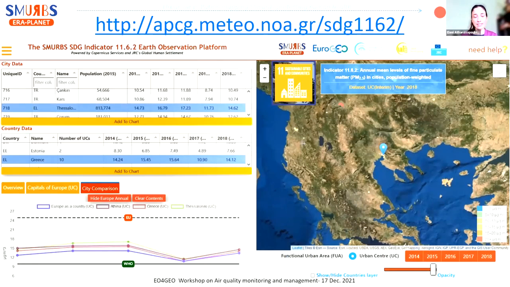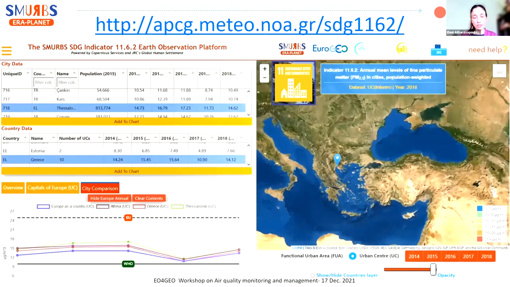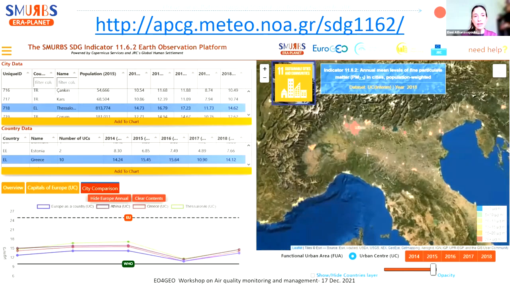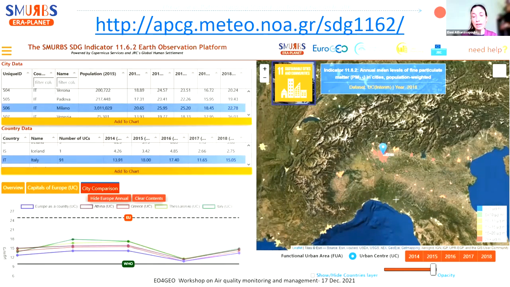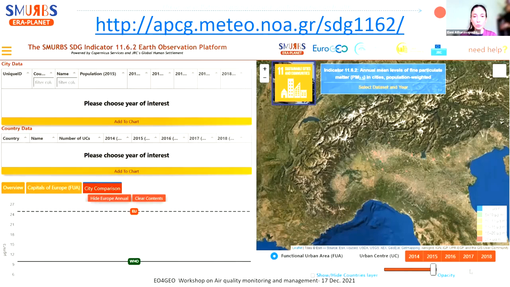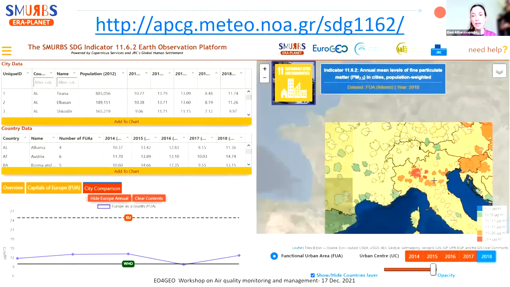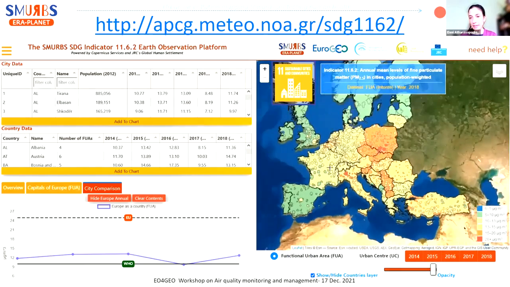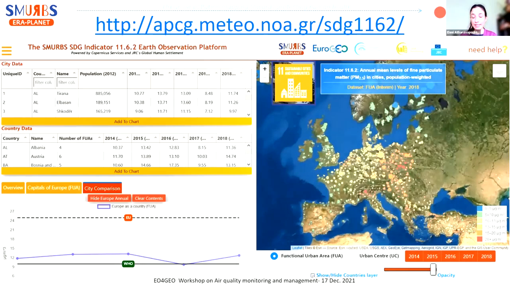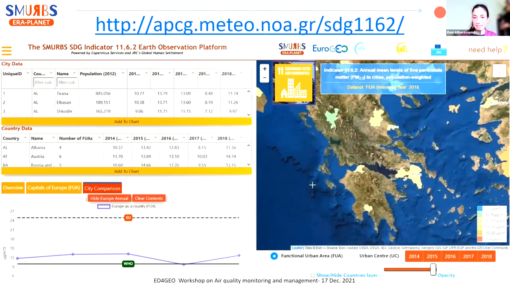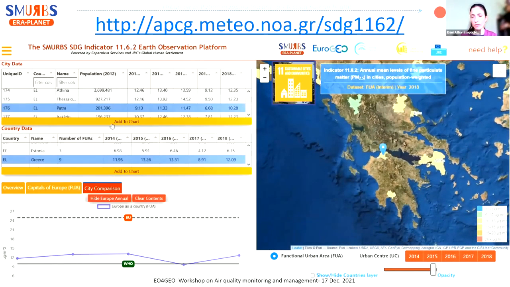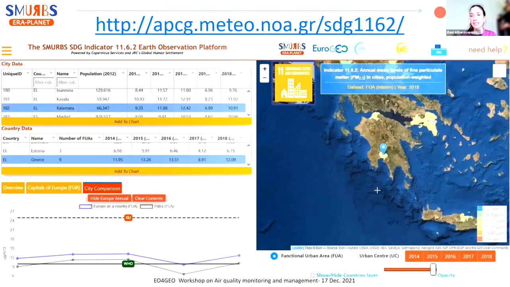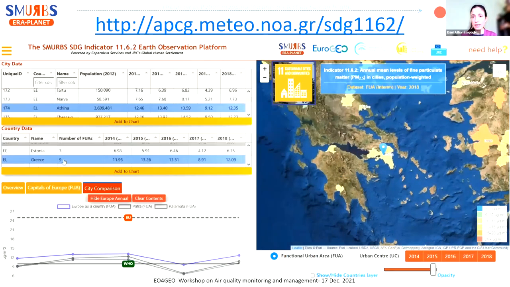In SMERPS, we realized that focusing on cities is important, because then you have a chance to make targeted decisions on how to address the indicator. So we decided to calculate an SDG 11.6.2 equivalent, in the sense that we have defined the urban areas either as urban centers or as functional urban areas, which are definitions provided for the definition of city. And then we have calculated this SDG for each urban center or functional urban area of the whole of Europe.